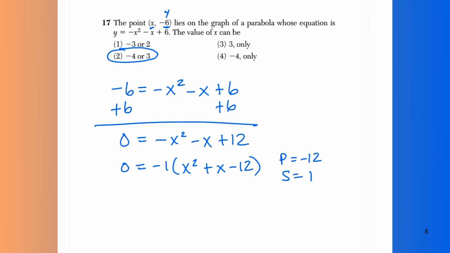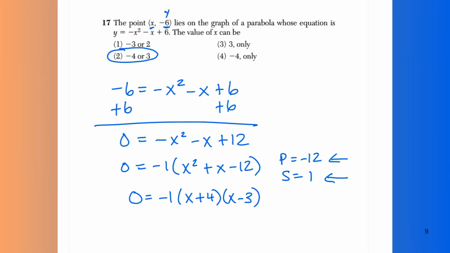So I'm looking for two numbers that are going to multiply to give me -12, and those same two numbers are going to add to give me a +1. After thinking about it, I realized that the numbers are going to be 4 and -3. So I'm going to write it as x plus 4 times x minus 3.